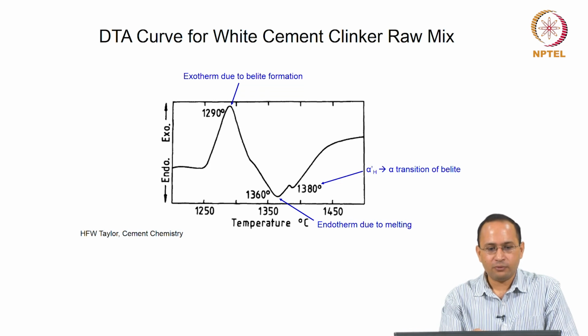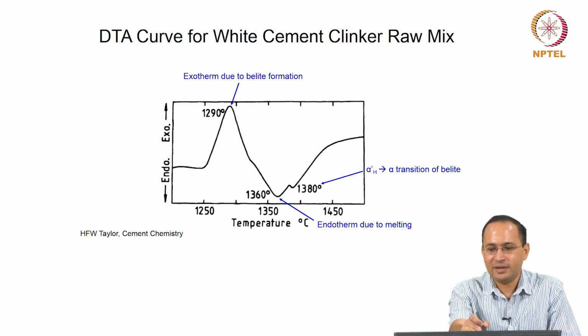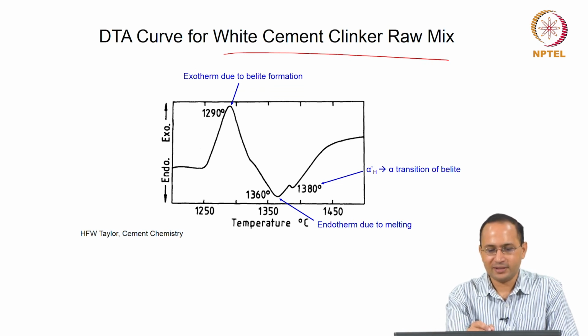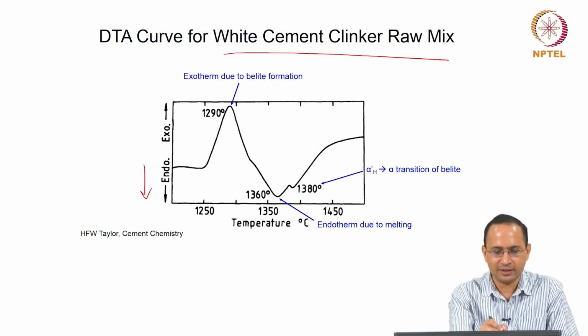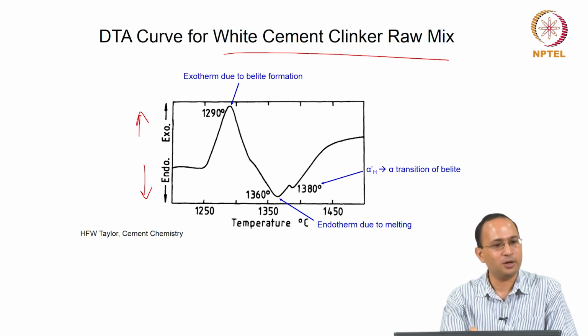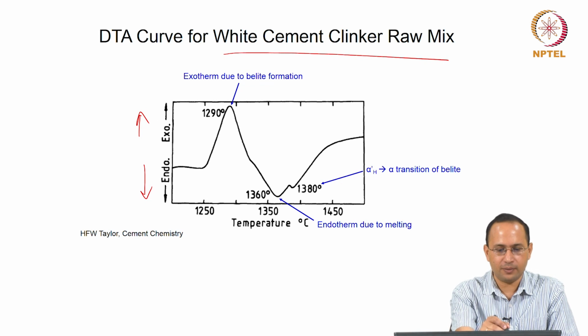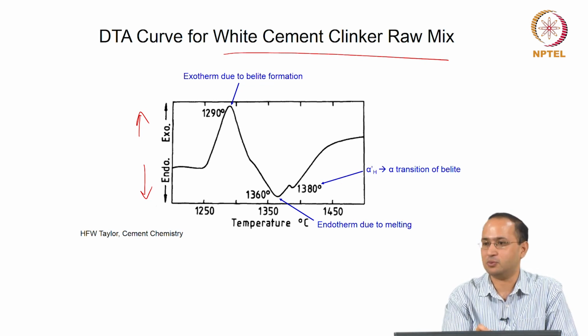Here is an example of a DTA curve for white cement clinker raw mix. We are not talking about cement paste, it is a white cement, and we are looking at the endotherm. So here is the DTA curve. You see endotherm is in this direction, exotherm in the other. Usually when you plot DTA, you have to decide which direction is exotherm. Usually it is drawn this way.